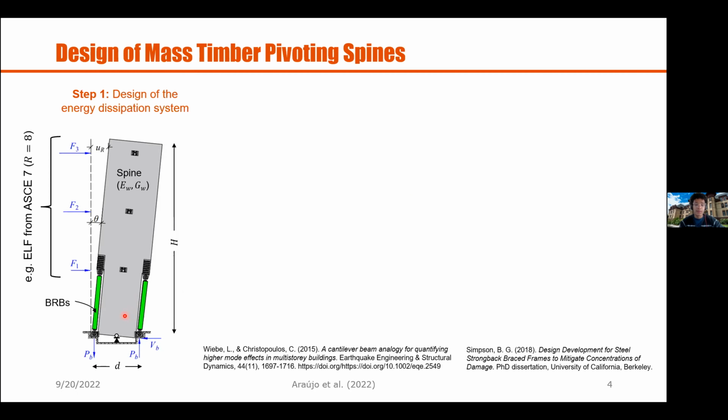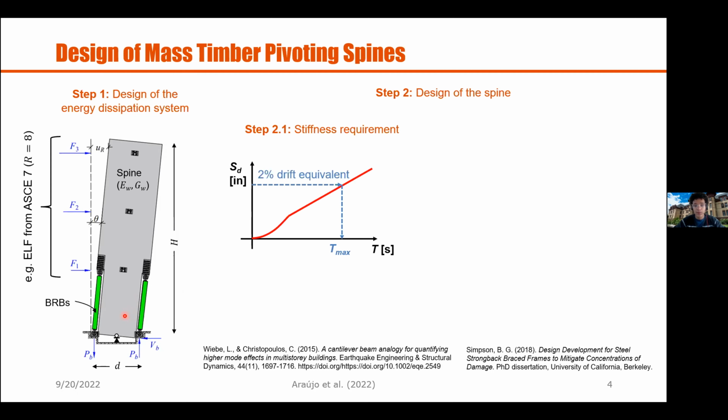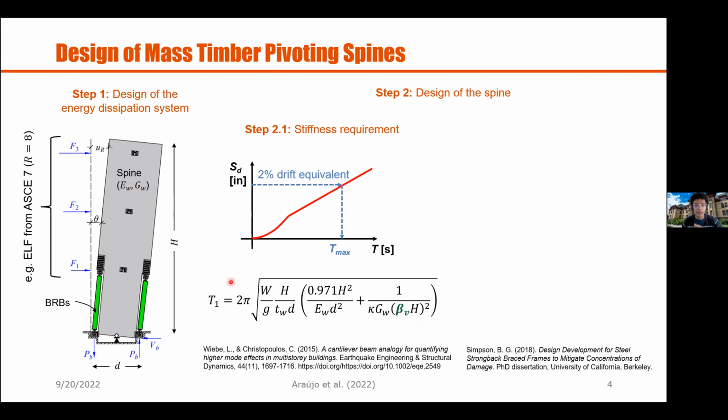Once we have designed the energy dissipation system, we proceed to design the spine, and we do that in two sub-steps. The first one is a stiffness design. We use a displacement-based design approach using the design displacement response spectrum. And we find what's the maximum period that the spine system should have to limit story drift to 2%. And then we propose an equation that employs the material properties and geometrical properties of the spine and the BRBs to determine the period of the structure such that the design can be done very quickly without a numerical model.